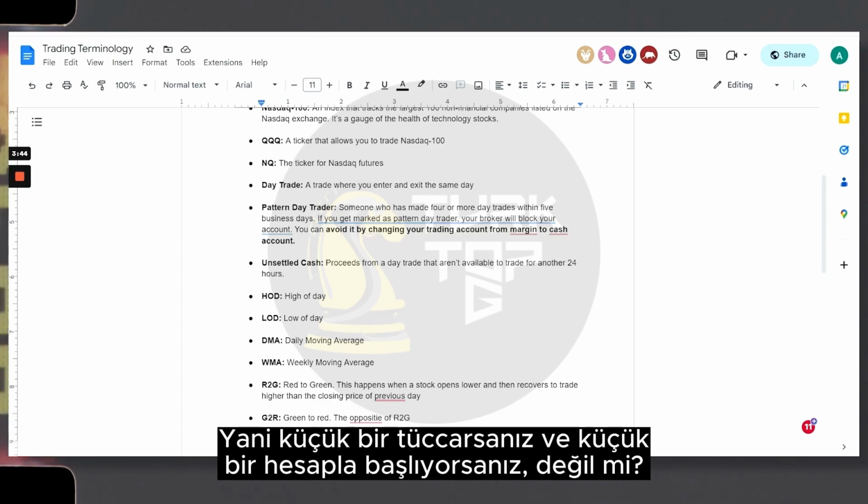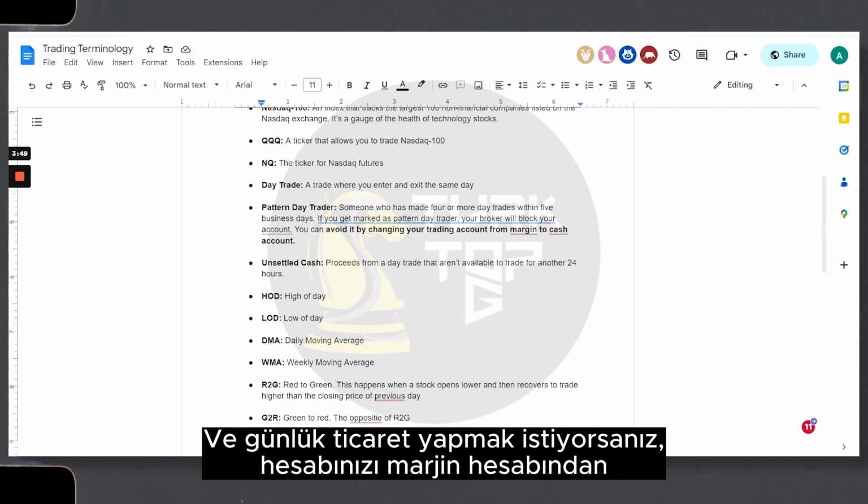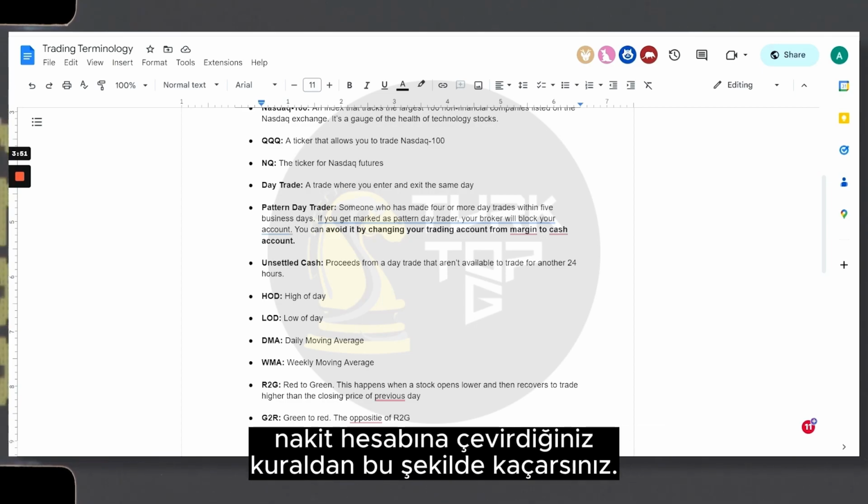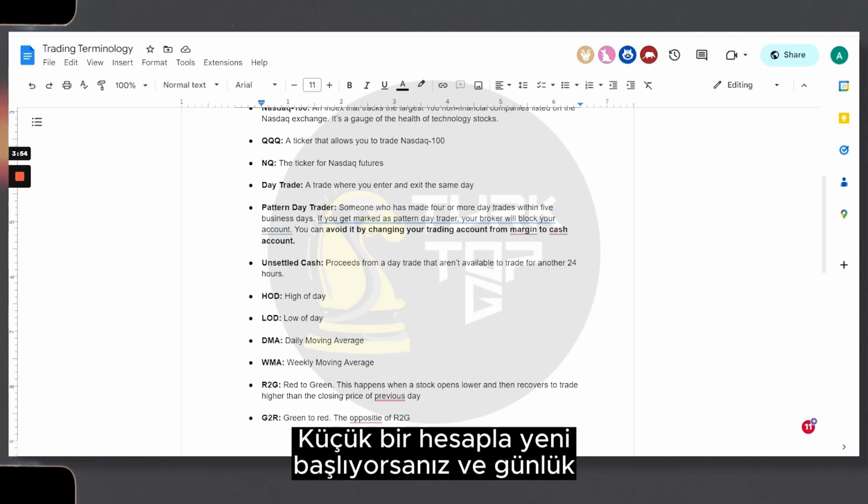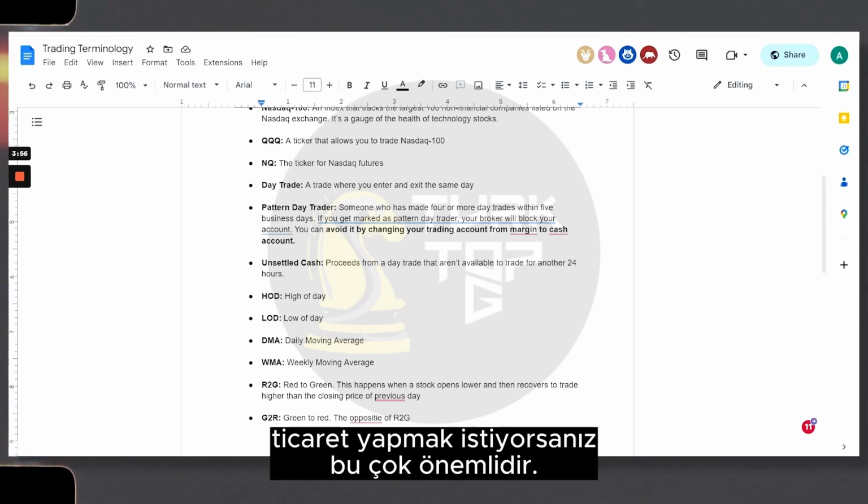So if you're a small trader and you're starting with a small account, and you do want to day trade, that's how you escape the rule. You change your account from a margin account to a cash account. So that's crucial if you're just starting out with a small account and want to day trade.